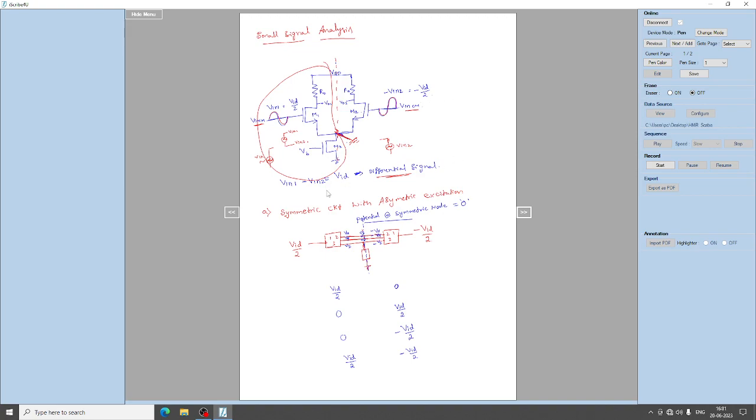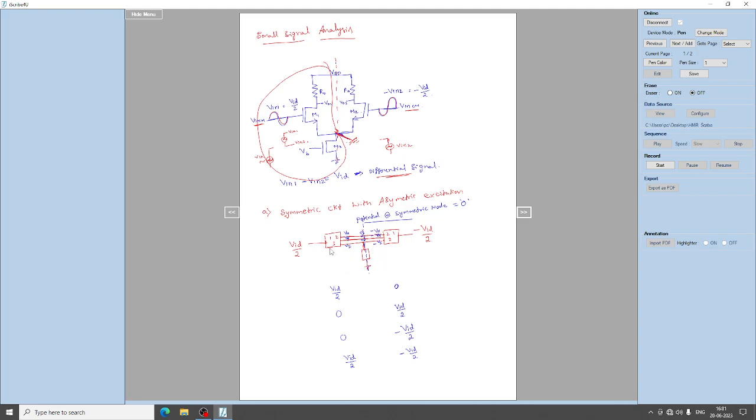In this we have two types of analysis. One is symmetric circuit with symmetric excitation, where the output is anyhow 0, and the other is symmetric circuit with asymmetric excitation, that means differential input. Here you can analyze by having two different amplifiers. If they are connected, then the differential output can be analyzed by considering one at a time, that means the superposition theorem.